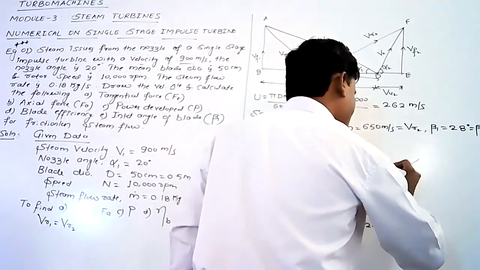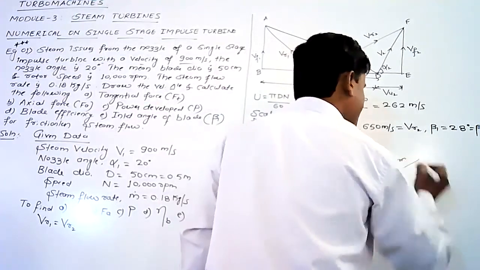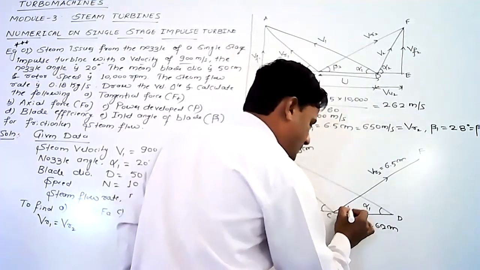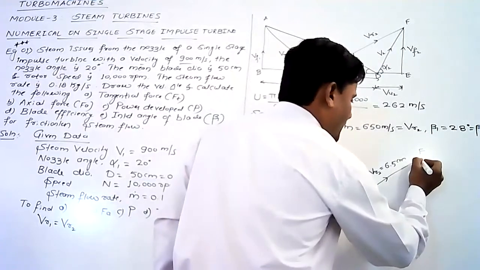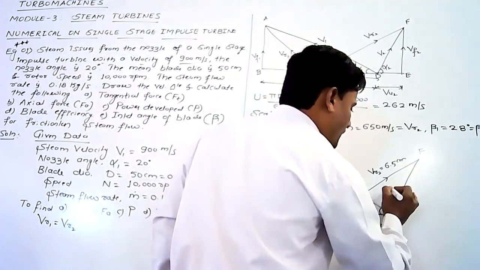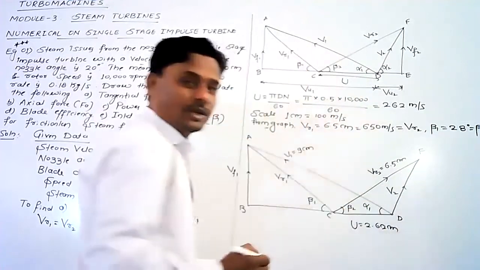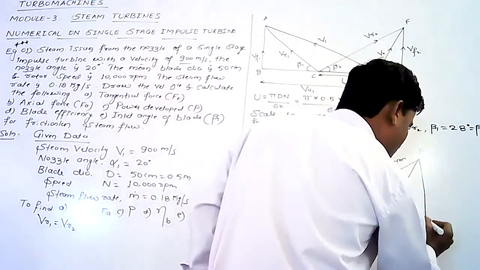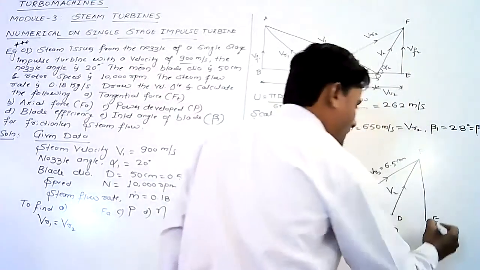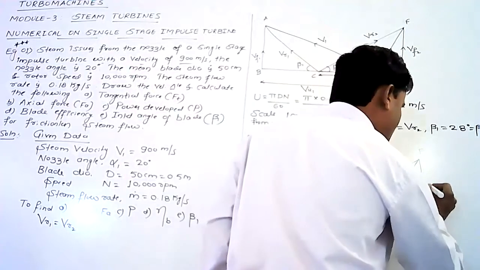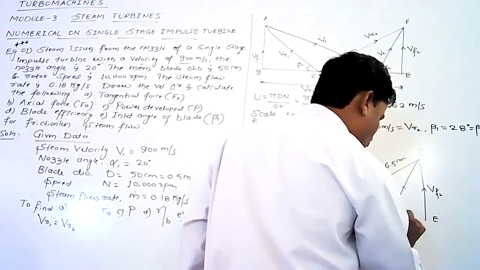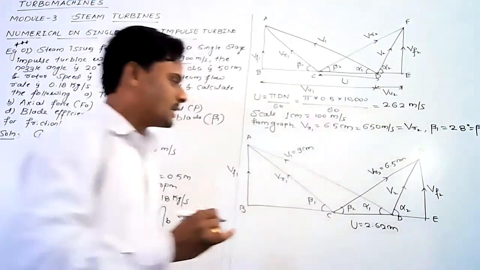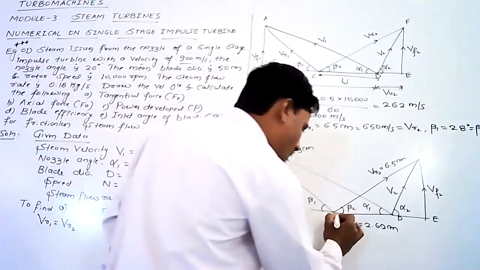VR2 equals 6.5 centimeters. This is F. This is beta 2 as it is. And join FD. FD is V2 here, right? Now from F, drop a vertical line up till E. This is VF2. And join DE. This is alpha 2. Okay? Hope this is clear.